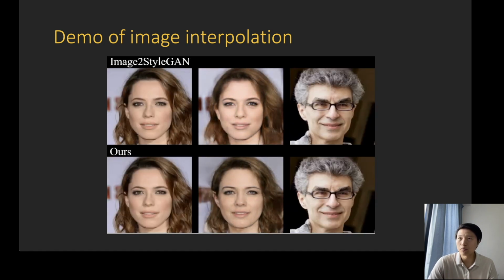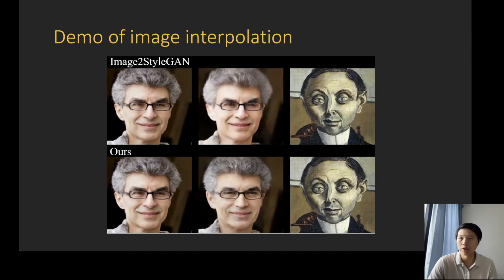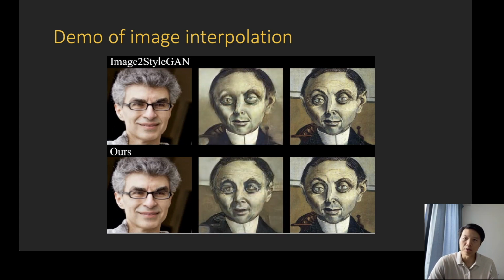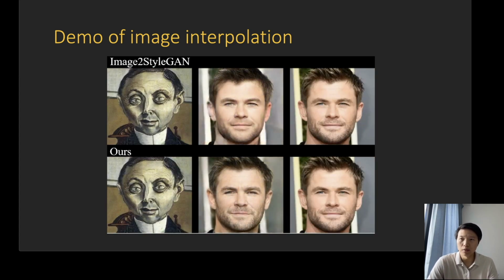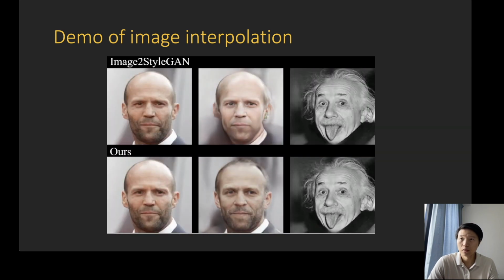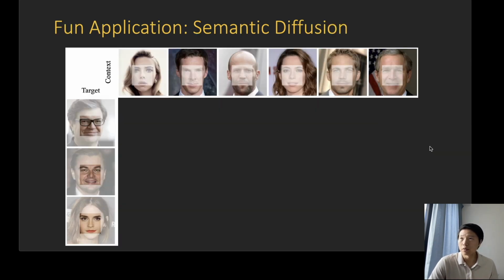So here is the comparison with image2StyleGAN's inverted codes. Our interpolation result can achieve a smoother interpolation. Also here, we can achieve a fun application, which we call semantic diffusion. The semantic diffusion is that, given this target image, we just take the image crop from this target image, then we put it into the context. So here we have six context images. Then we just use the background as a context.